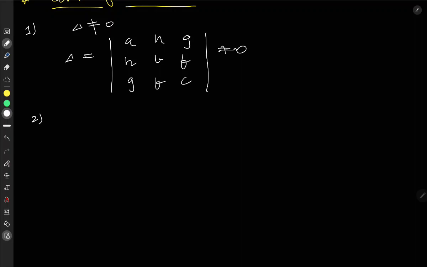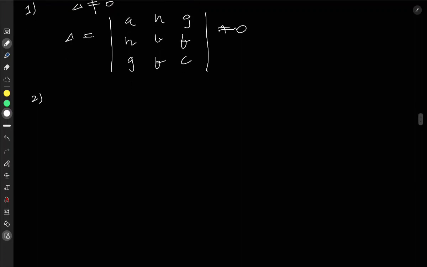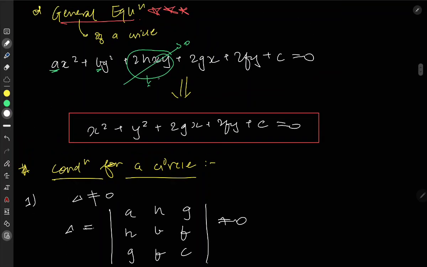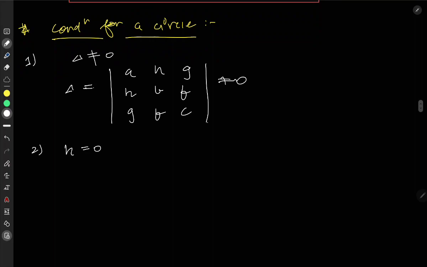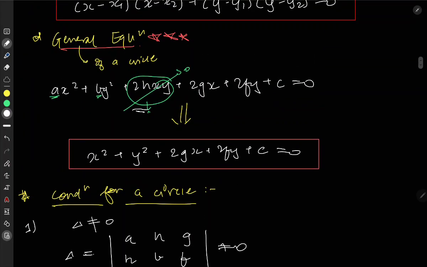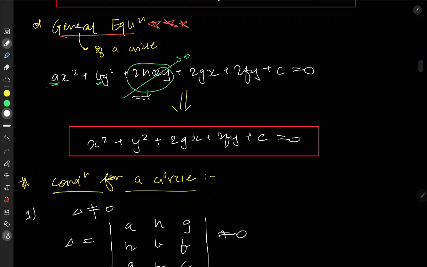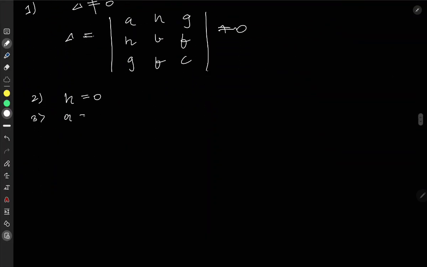So now let us understand the second condition. The second condition is that h must be equal to 0 in this equation. So h is equal to 0, and the third condition that we saw over here only, that a and b are equal, so we eliminated those, and hence we write a equal to b in the general equation of a curve.